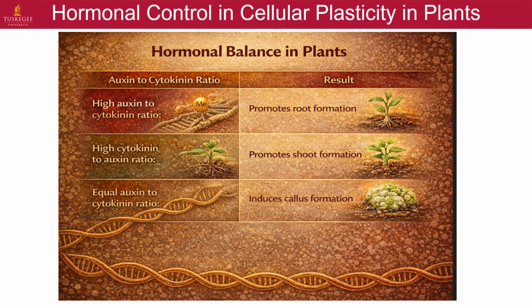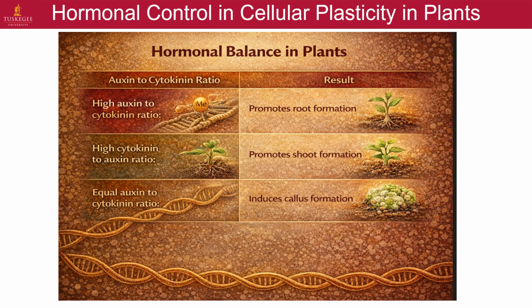Something additional in this session today: I wanted to add how the different hormones in plant cellular plasticity influence different cell fates. The major hormones we work with are cytokinins and auxins. Their balance is very critical in cellular plasticity, especially in plant regeneration and tissue culture, because their balance will determine the fate and influence the phenotype of the cells.